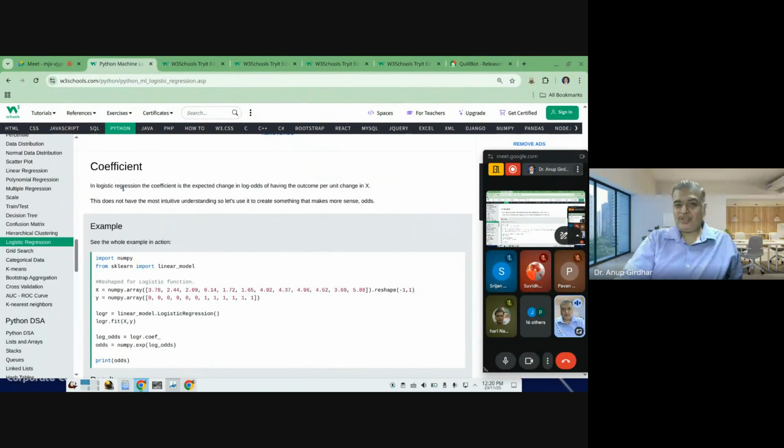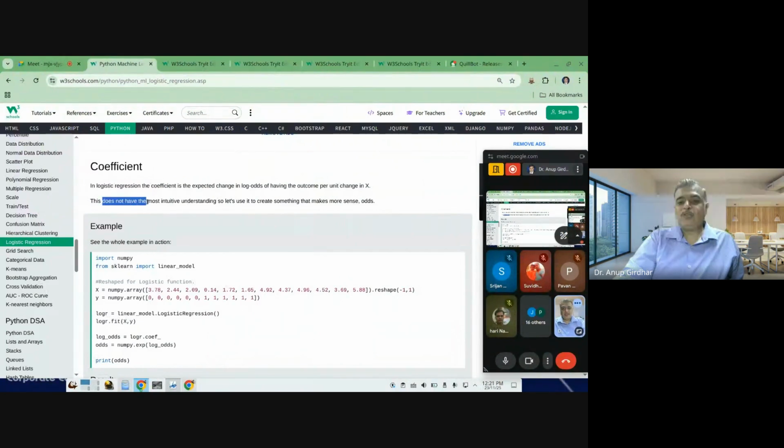So in regression, the coefficient is the expected change in the log odds of having the outcome per unit change in X. So if the value changes in X by one unit, we get some coefficient value as per the change of X, our log odds comes out, and it is able to predict. So we can figure out the central threshold or coefficient value.